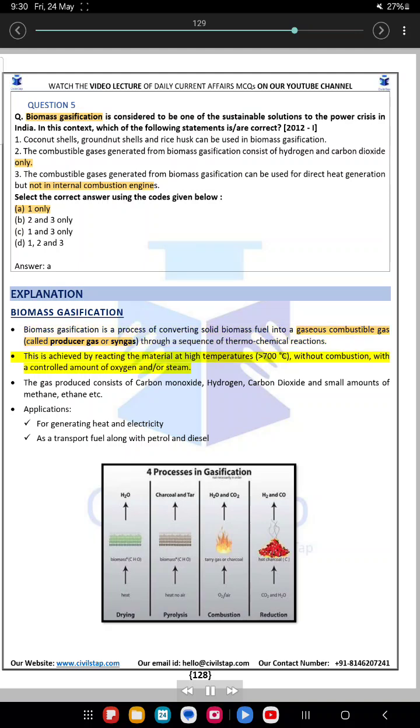This is achieved by reacting the material at high temperatures, greater than 700 degrees Celsius, without combustion, with a controlled amount of oxygen and/or steam. The gas produced consists of carbon monoxide, hydrogen, carbon dioxide and small amounts of methane, ethane etc. Applications. For generating heat and electricity. As a transport fuel along with petrol and diesel.